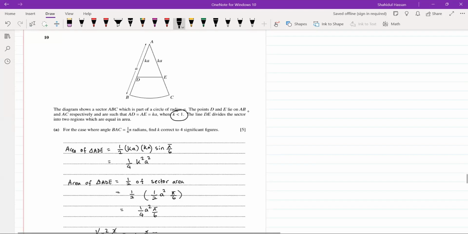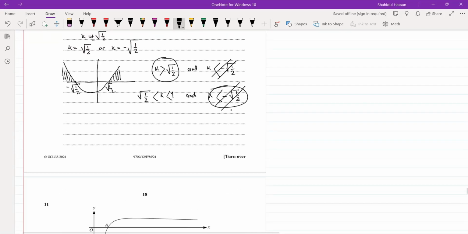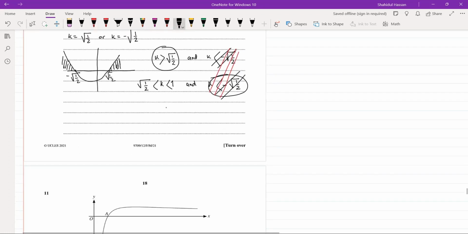because k is a constant multiplied with a radius. If k is negative, then the radius will be negative. A radius cannot be negative, it's a magnitude, and that is why this part is cancelled. This part of the solution is not appropriate. So your final answer should be k is greater than square root of half and it is less than 1. So that should be your final answer, and this should give you the full marks.